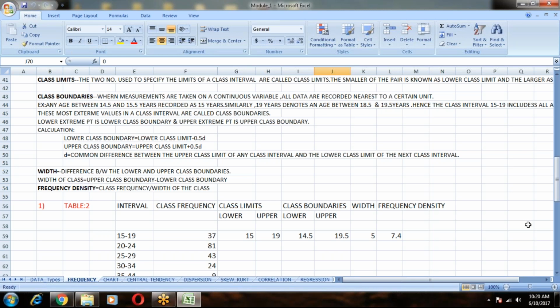Next concept is what is width. Difference between the lower and upper class boundaries is called width. Okay, we are having lower class boundary and upper class boundary. If we take the difference of these two, we are calling it width. And what is frequency density? Class frequency we have. Class frequency means actually the frequency which lies in a particular range. So class frequency dividing it by width of the class. So we are getting frequency density.